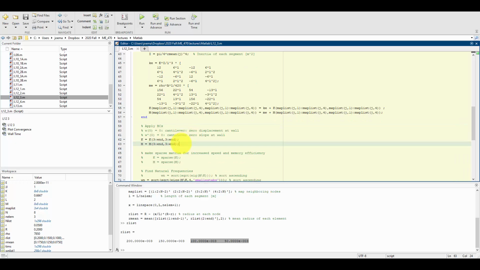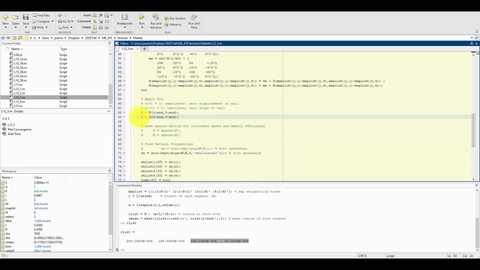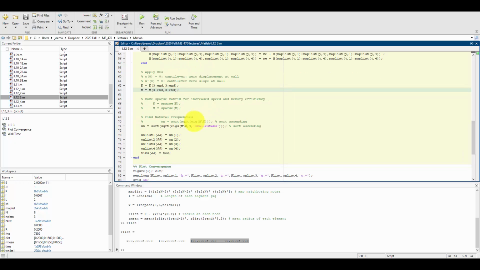Then I can apply my boundary conditions for all of these iterations. No matter how many elements I have, the first 2 rows, first 2 columns get eliminated to enforce that position is 0, or deflection is 0 at the wall, and the slope at the wall is 0. So no matter how many elements I have, that's going to look the same. Then I can find my 4 smallest eigenvalues.